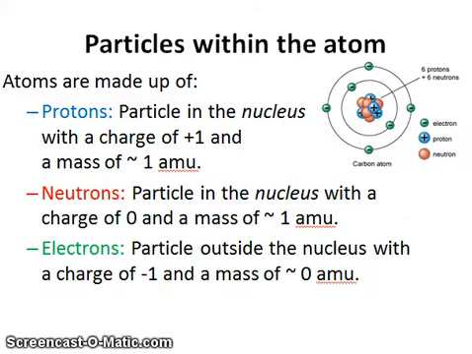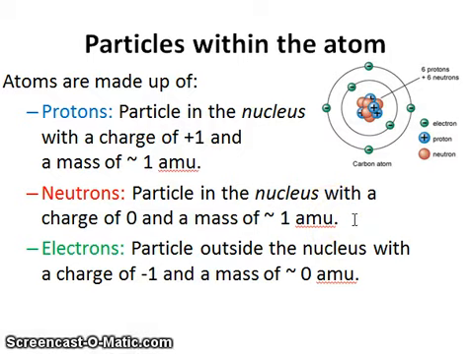Okay, let's continue. We also have the neutrons, which are particles in the nucleus. So again, they will be inside the atom and right there in the center. And the neutrons have a charge of 0, so that means they're neutral. That's why they received the name. And the mass is almost similar to that of the proton. So it's very, very close to 1 AMU as well.